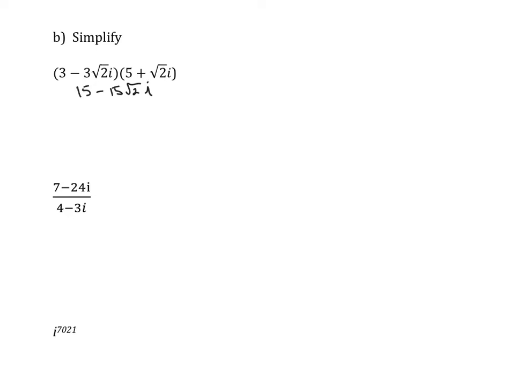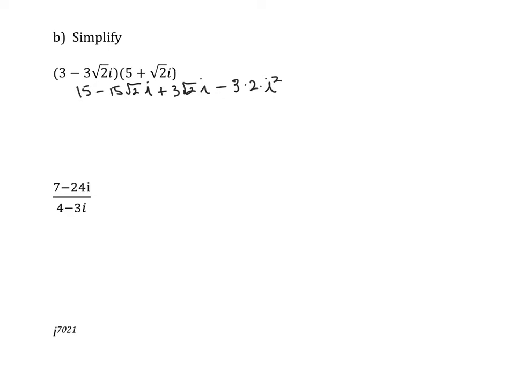And then we have 3 times root 2i, which is giving us 3 root 2i. And then we have negative 3 root 2i times positive root 2i, which is going to give us negative 3 times root 2 times root 2, which is just 2, times i squared.